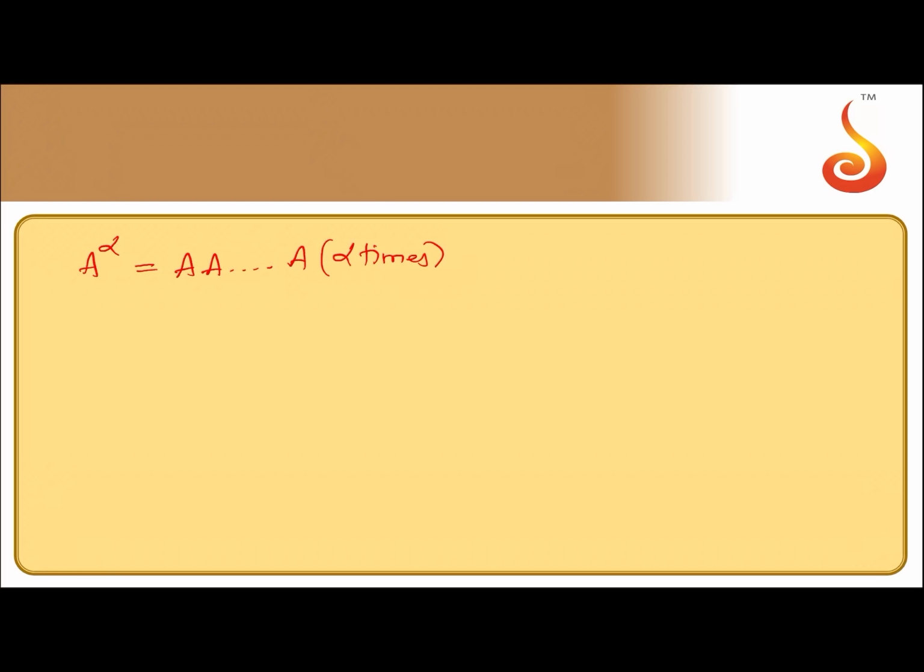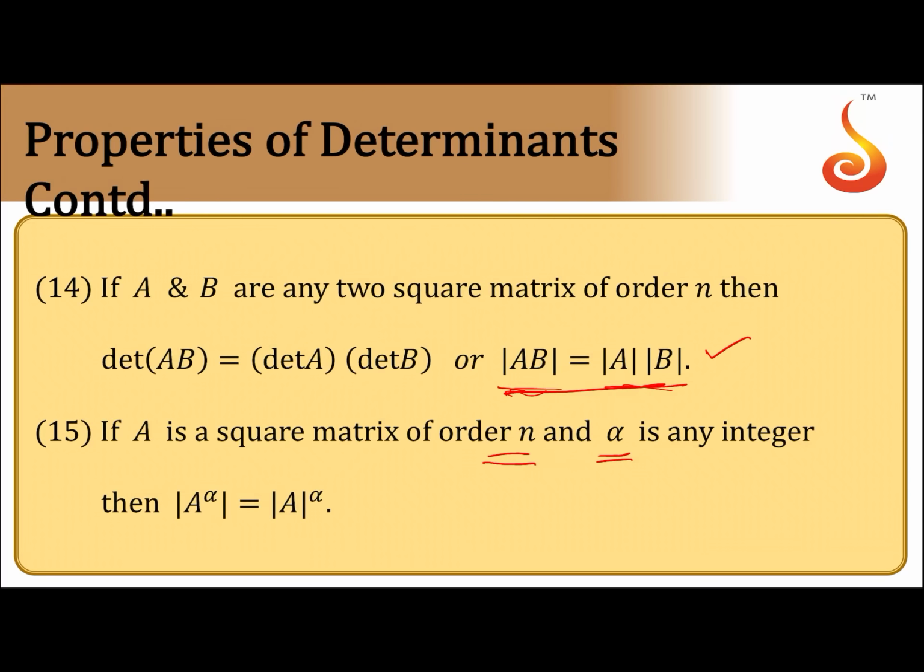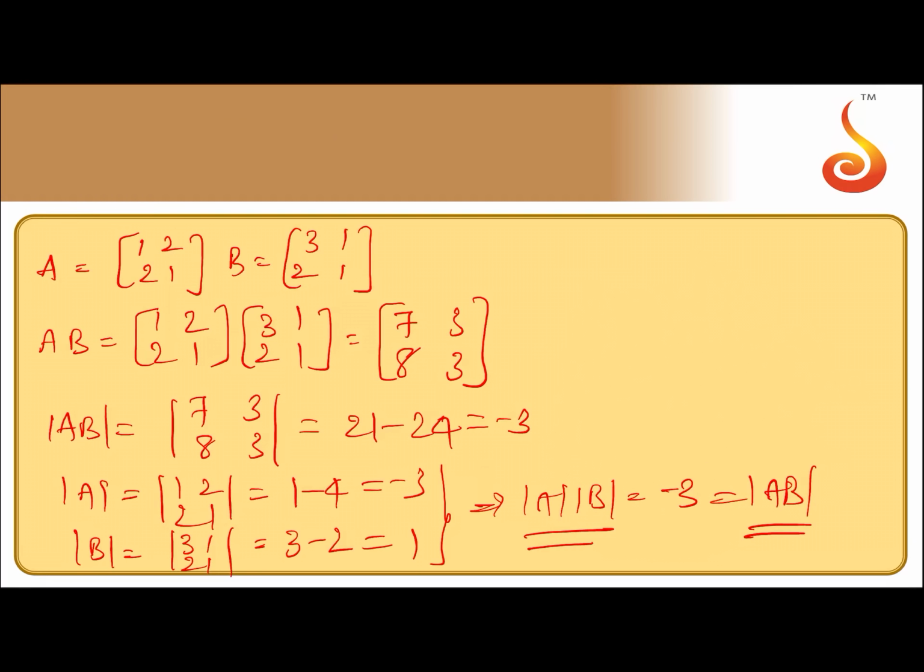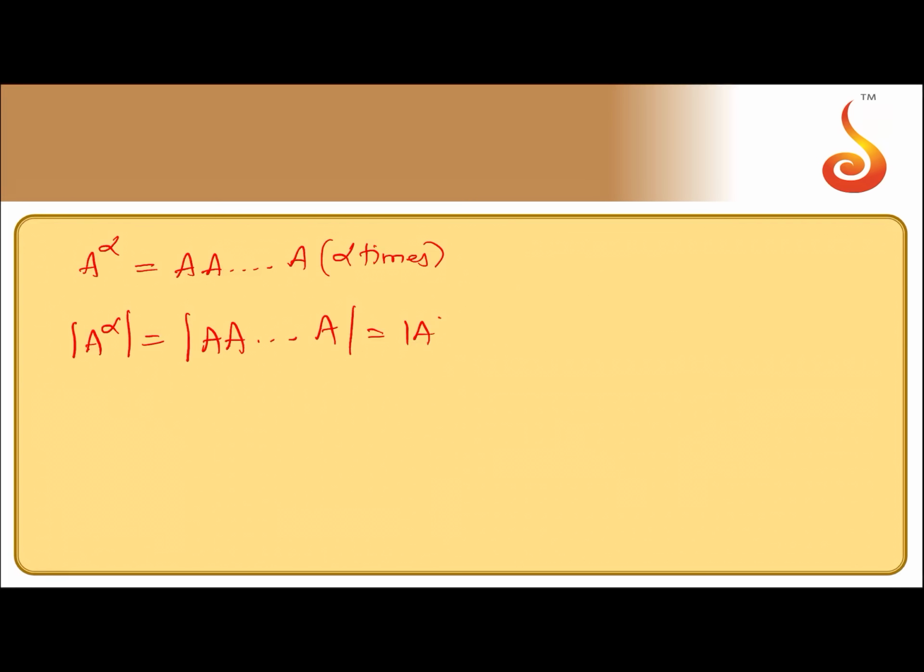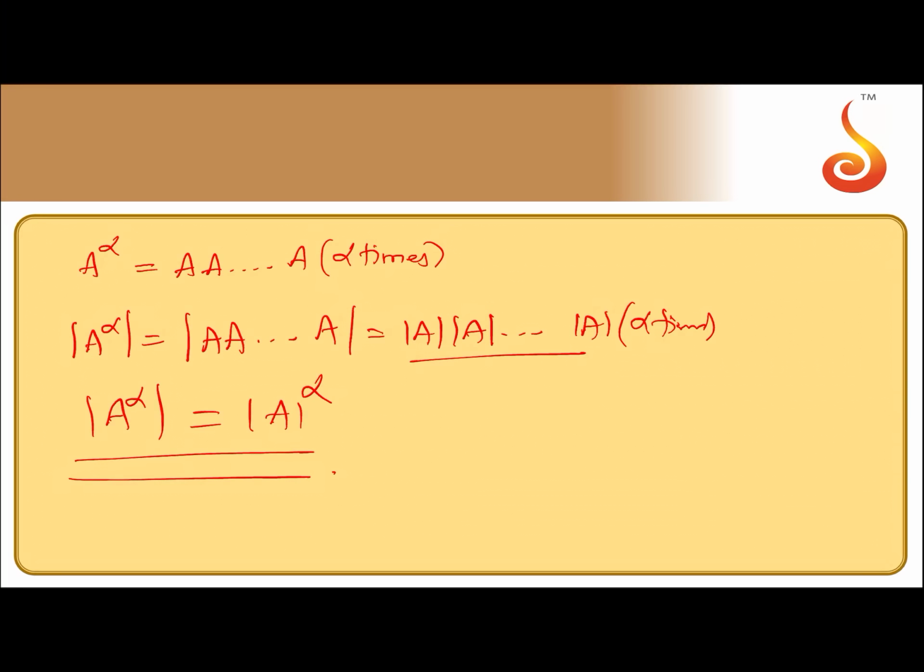So det A to the power of alpha is equal to A into A and so on, alpha times, I'm taking multiplication. So determinant of A power alpha is nothing but determinant of A into A and so on into A. According to the previous property, the determinant of the product can be written as the product of determinants. So this can be written as det A into det A into det A, alpha times. Clearly, this is a product of alpha numbers. Determinant of A power alpha is equal to det A to the power of alpha. That's another property. So these are a few properties of the determinants.